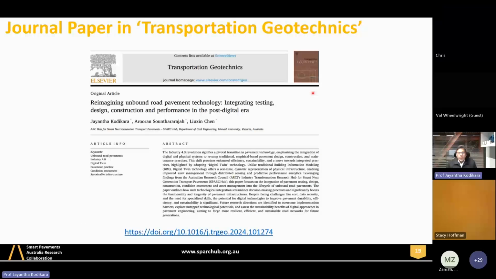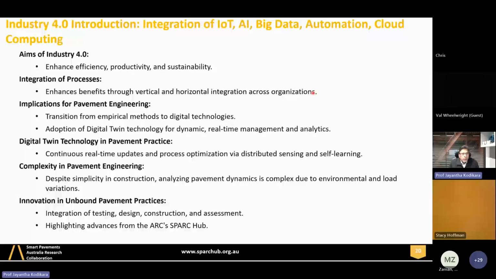So this paper is in Transportation Geotechnics and it's published. You can download this paper to learn more about this approach we have presented. It's known as reimagining this technology. This paper looks at the aims of Industry 4.0. We want to enhance efficiency, productivity, and sustainability. And one of the pillars of that is integration of processes to enhance benefits.